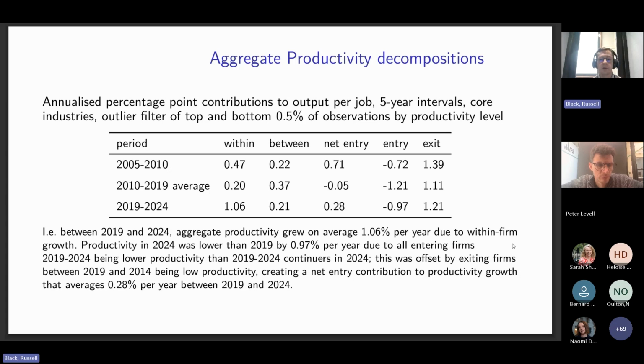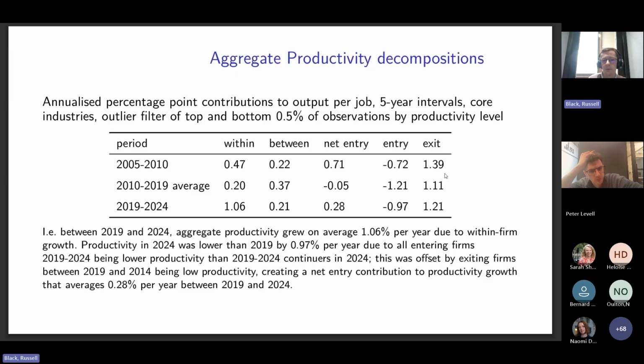Most of the work on the net entry is on the entrance side. So entry is always unproductive. These are new entrants that have entered at any point between 2019 and 2024. Even if you enter in 2019, by 2024, you're still probably not quite up to the industry level productivity. So the entry cohort is always less productive, but it's been particularly unproductive. The fact that the entry cohort is usually less productive is always outweighed by the exit cohort.